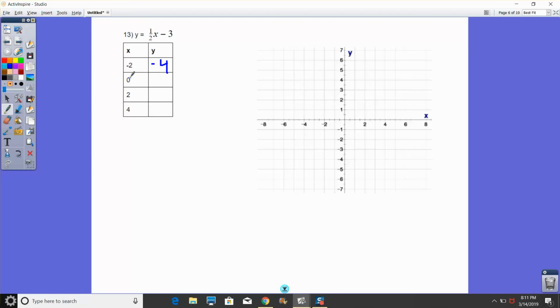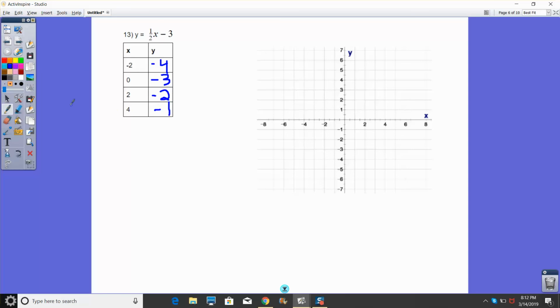If I plug in 0, now here's a shortcut, right? If I know it's 0, I know I'm just going to be left with the y-intercept, so that would be -3. If I do 2, that's half of 2, which is 1, minus 3, which is -2. And if I do 4, that's half of 4, which is 2, minus 3 is -1.